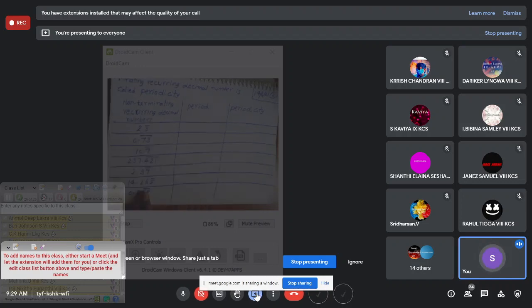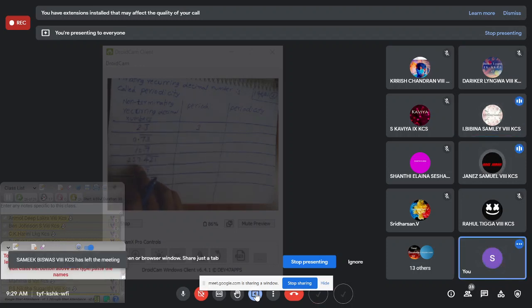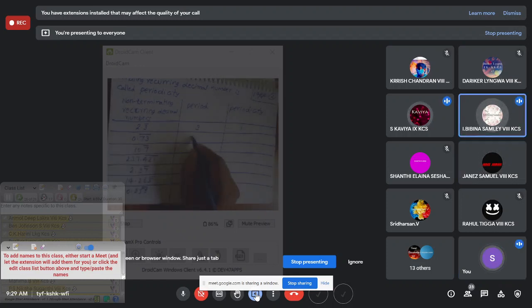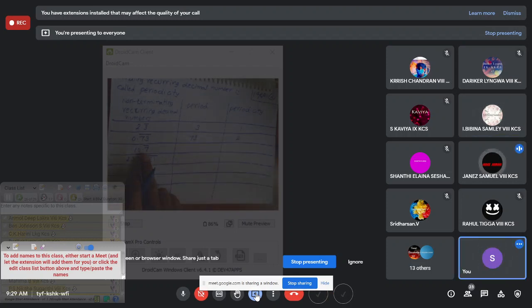See these examples, my children. I have taken some non-terminating recurring decimal numbers. Now we have to write the period and periodicity. For this number, what is the period? 3. Periodicity? 1. In this number, what is the period? 7, 3. What is the periodicity? 2. What is the period? 7. What is the periodicity? 1.